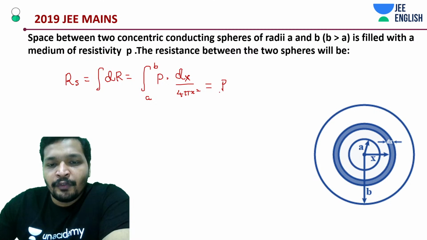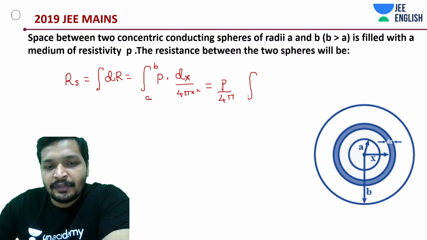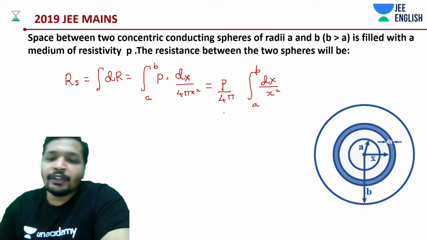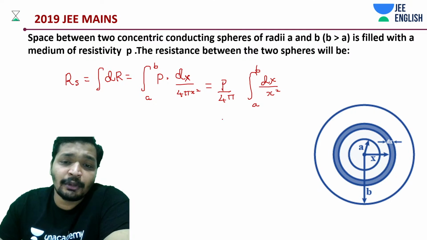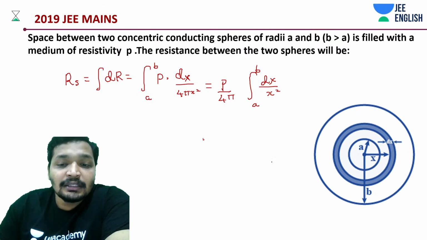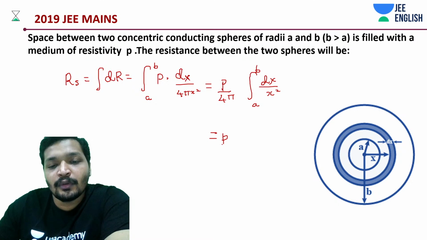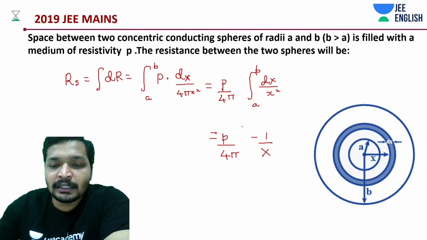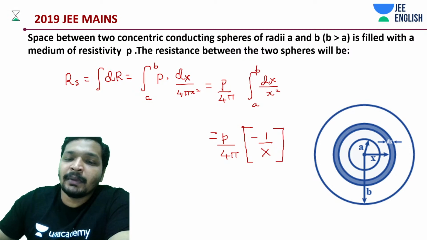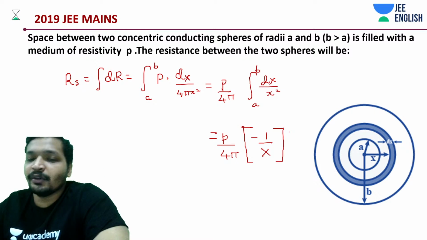Now rho can be taken out, 4 pi can be taken out, and what do we have? We have something like dx by x square, and this is going to be a simple integration. What do you have to differentiate so that you get 1 by x square? I definitely want you to know this reverse integration technique, because in some cases, rather than doing it systematically, that is the easiest way to go. So we have rho by 4 pi, and the integration is going to be minus 1 by x. If I differentiate minus 1 by x, I'd be getting 1 by x square.